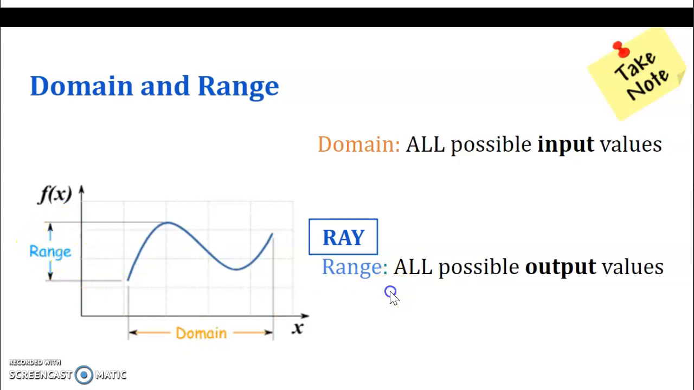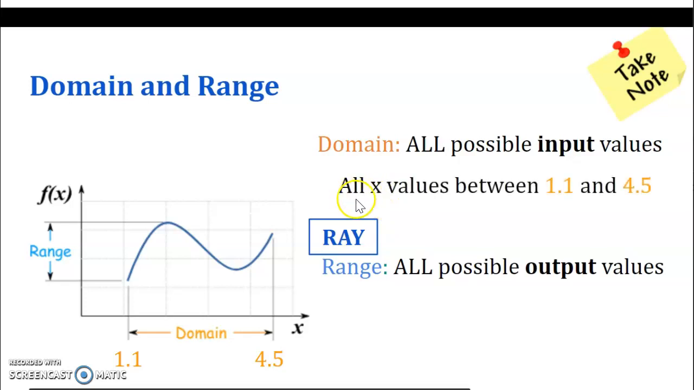So we can say the domain extends from 1.1 to 4.5. All the values between 1.1 and 4.5, because the graph starts at 1.1 and it ends at 4.5. We do not have graph beyond that. We do not have graph before that. That means there are no x values, there are no input values possible.